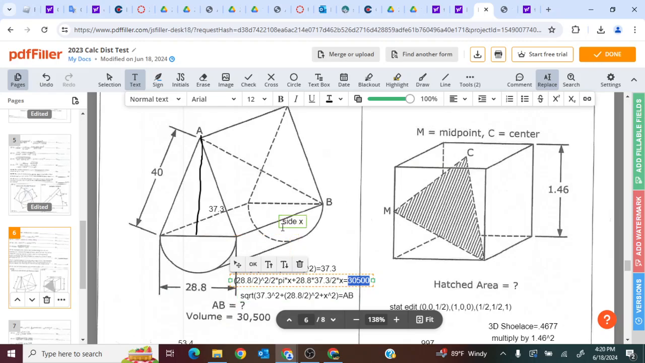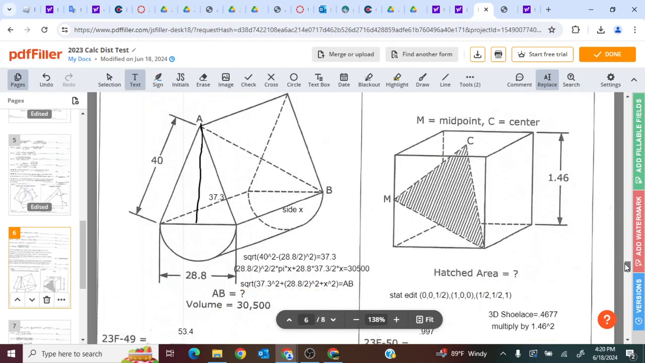And once you have that side x, you can now do a three-dimensional Pythagorean theorem to figure out the length of AB. So AB travels 37.3 units down, so 37.3 squared, travels 14.4 or 28.8 over 2 meters that way, so that's shown here. And it also travels x distance that way, so that is shown here. And if you do that, you'll get the side of AB, which is 53.4.